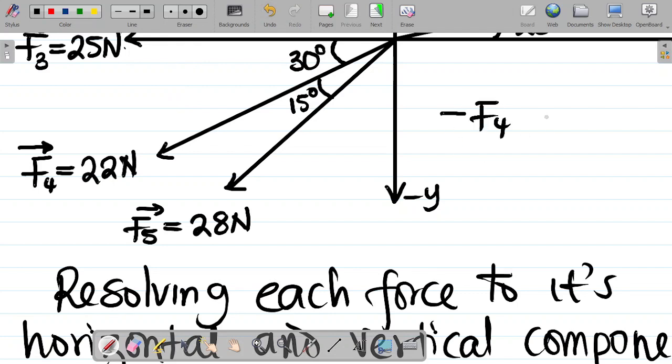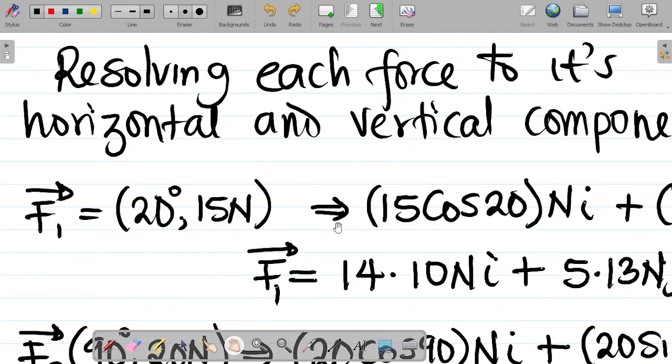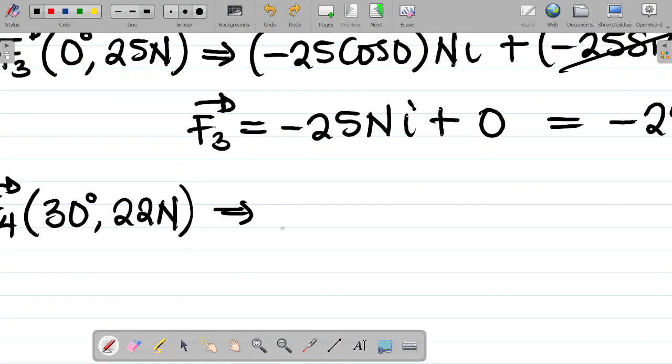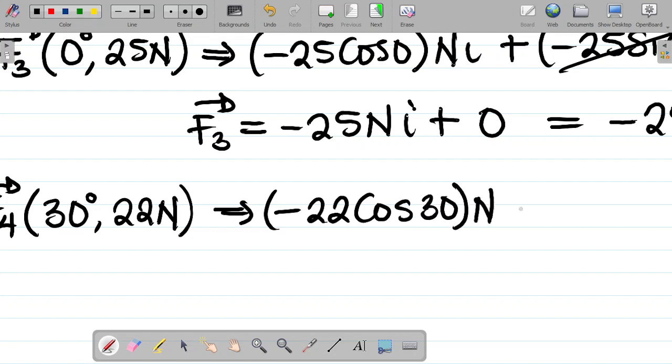Then F4, of course, cosine of the angle. The angle for F4 was what? 30 degrees. So minus F4 cos 30. That's what you have. That becomes minus, the value of F4 is 22 Newton. So minus 22 cos of the angle there, 30. Of course, Newton of I plus, let's get for the y-axis.